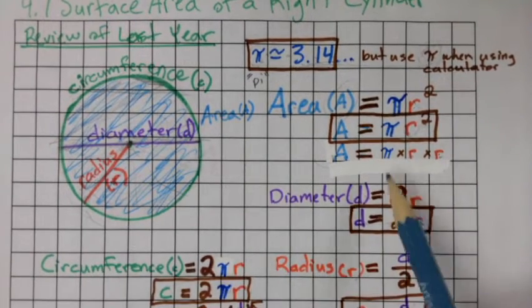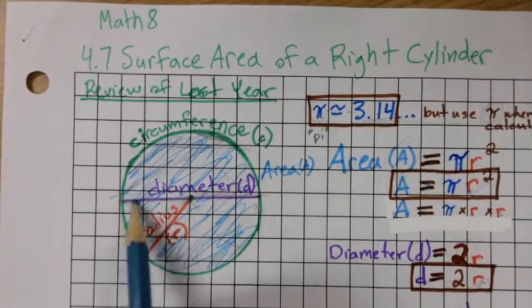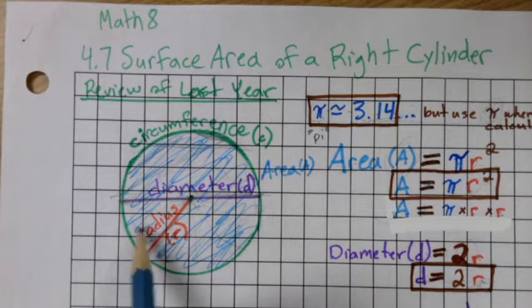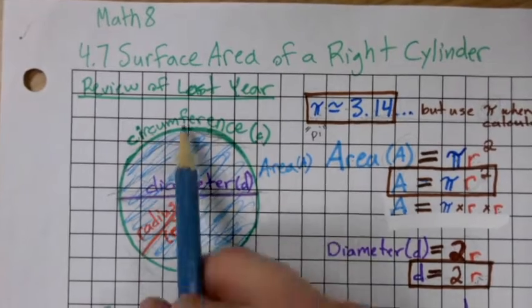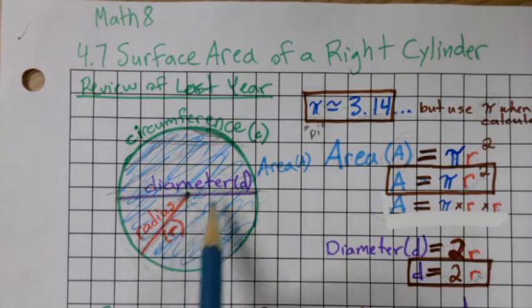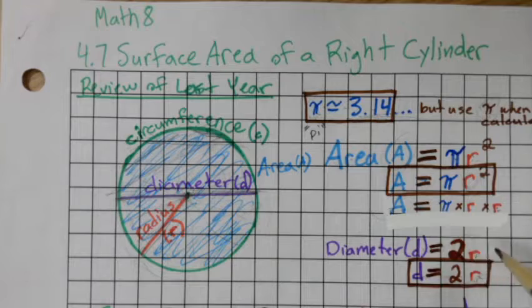Next is diameter. Diameter is letter D. It is equal to 2 times r. Think about it here. The diameter is 1, 2 of these radii, right? A radius could be drawn anywhere here from the side to the center. It'll be the same measurement. So you have 1, 2 that are the same. So diameter is 2 of these radii. So 2r.